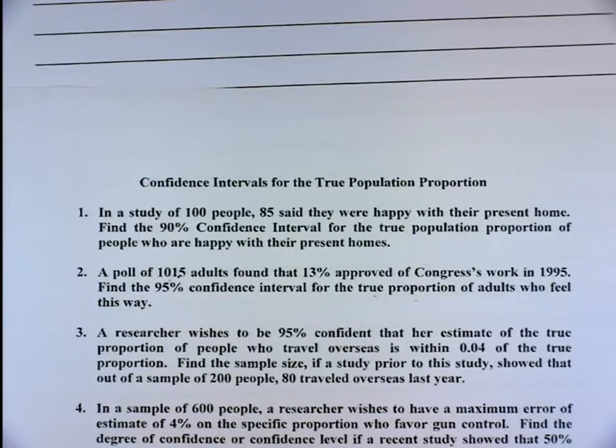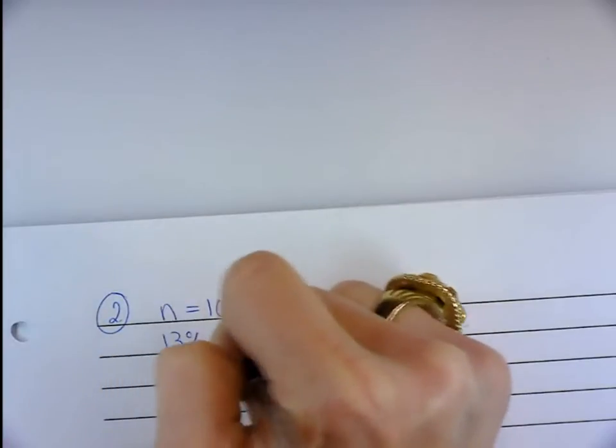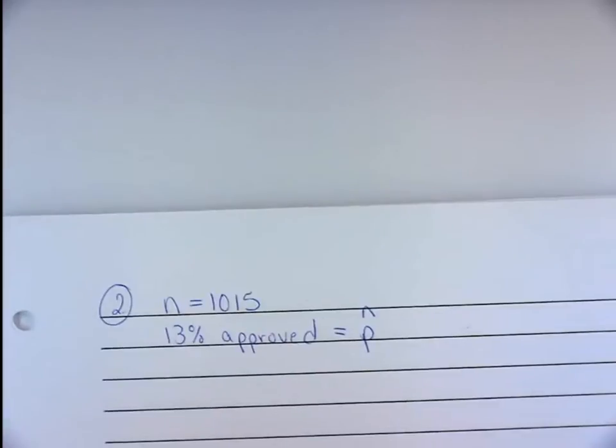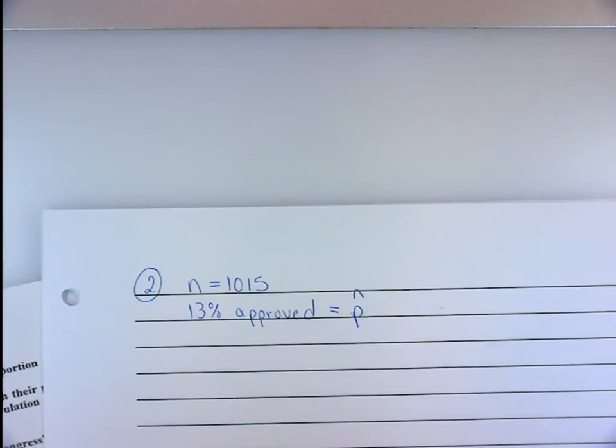With this particular problem, I am going to write down what they give you by hand. And this is problem number 2. In a poll of 1,015, 13% of those people approved. This is rare, but that is your p-hat. Sometimes they give p-hat directly. Sometimes they give it indirectly. In problem number 1, they gave it indirectly.